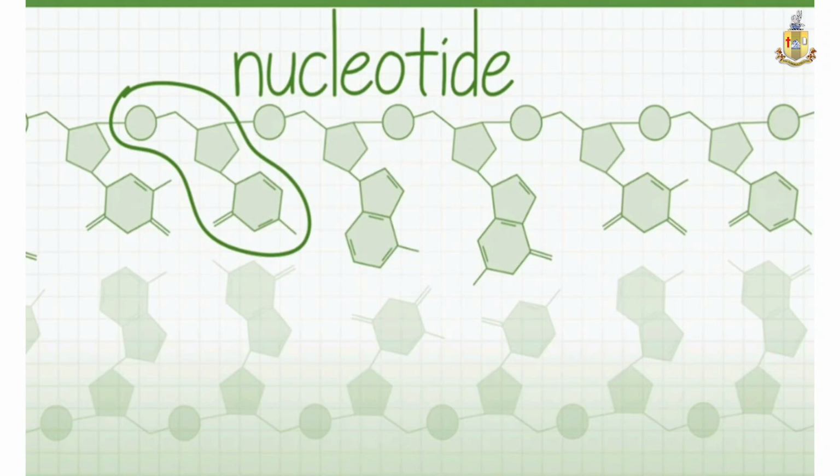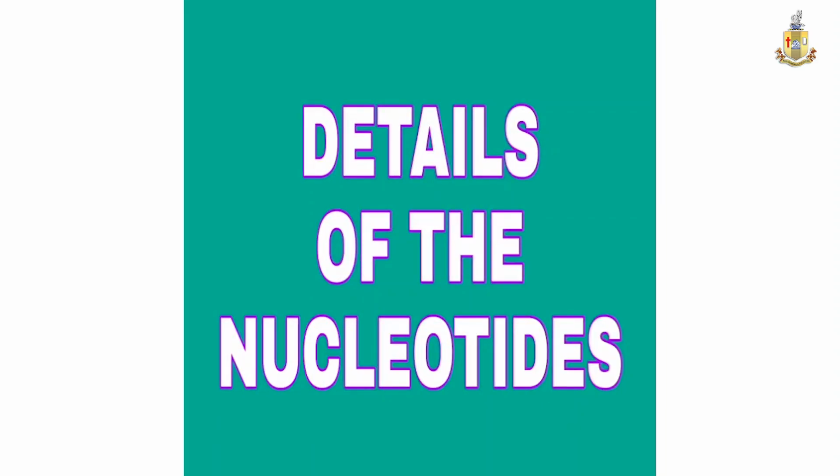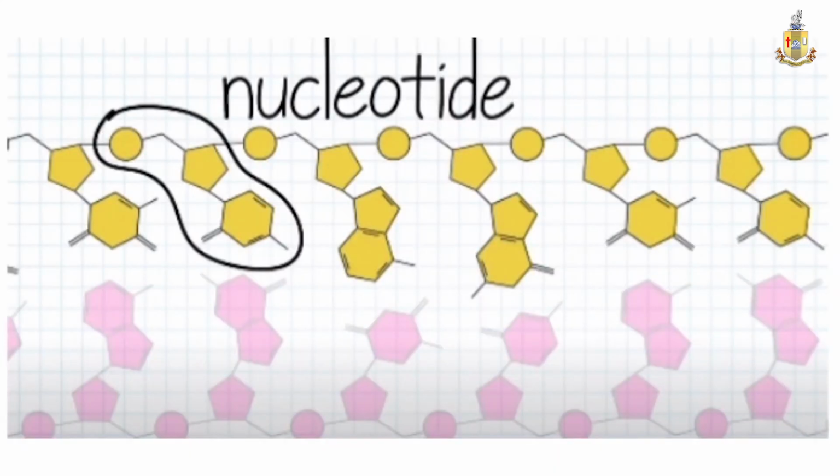This is the basic structure of a nucleotide. You can see that it consists of three important groups: phosphate, sugar, and the nitrogenous base. Now, if you want to study the details of the structure of a nucleotide, the sugar present inside the nucleotide is called deoxyribose, which is a 5-carbon sugar. But it is missing a hydroxyl group at the 2-carbon, which is present in ribose.